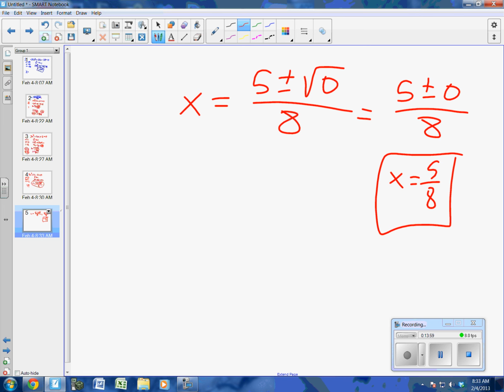You guys, everybody get out your foldable. What does it say when the discriminant is 0? How many solutions are you going to get? Okay. Does that make sense? When your discriminant is 0, you're going to have one answer. Why? Because plus 0 and minus 0 are the same thing, right? Okay. There's no such thing as a negative 0 or a positive 0. It's just 0.